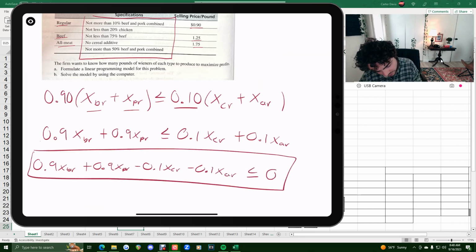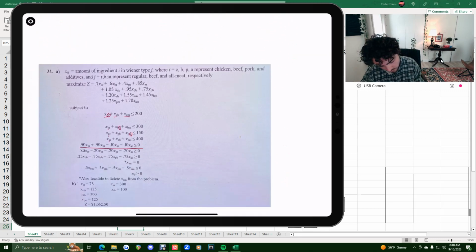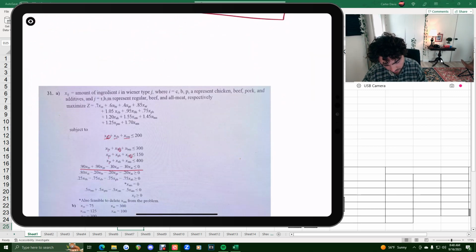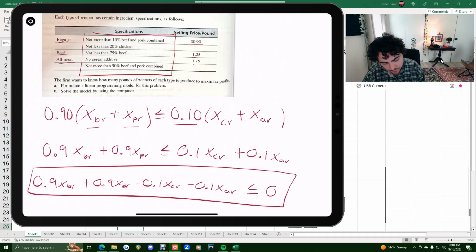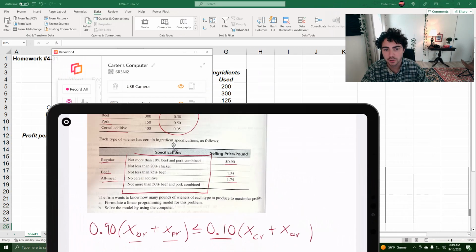Now, this ridiculous inequality is what they have right here, with XBR, XPR, XCR, XAR and all the correct values. That should work with every other one of these. I'll try to demonstrate the rest as best I can and talk to the other constraints. That's the hardest part of this problem in my opinion. I'm going to go through a couple more constraints like that, and then talk through why this chart in Excel makes sense.